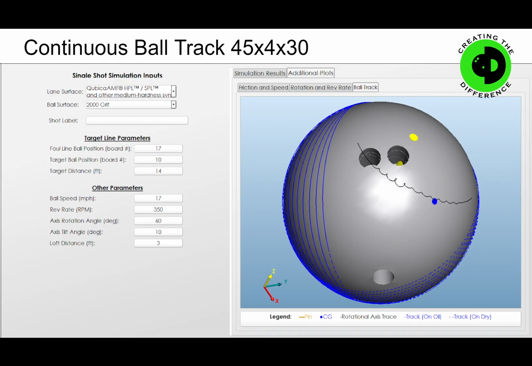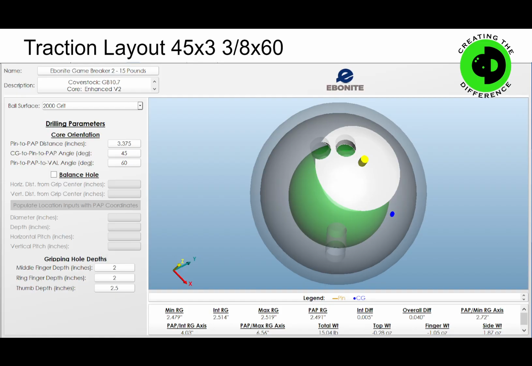So both of those are good things, and because we've increased some of the performance there, you can see that there is a little bit more of what's called track flare on the bowling ball. So now look at the traction layout. This layout is going to give us the earliest hook. It's going to give us arguably the most hook too.